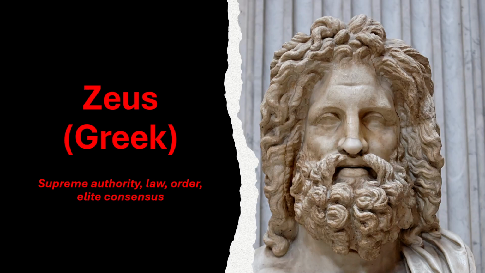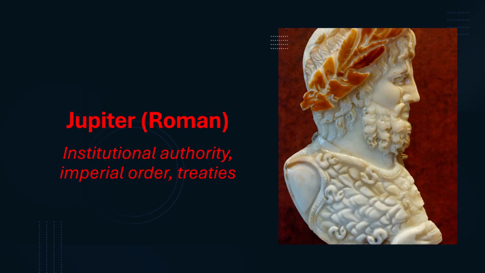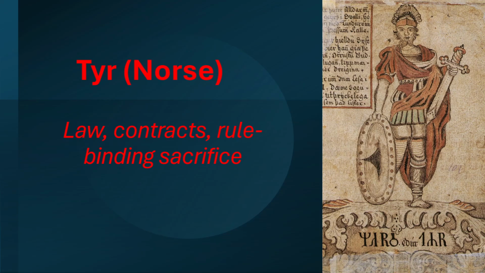The first archetype that we have is sovereignty, authority, and state legitimacy gods. Our first god is Zeus, who represents supreme authority, law, order, and elite consensus. Our next god is Jupiter, who represents institutional authority, imperial order, and treaties.